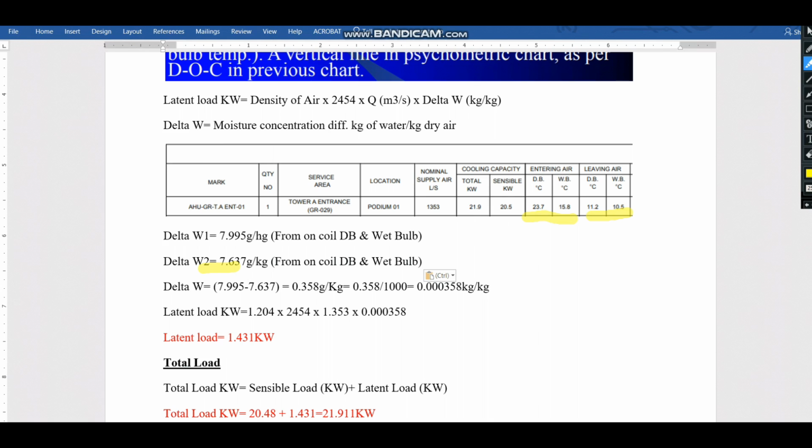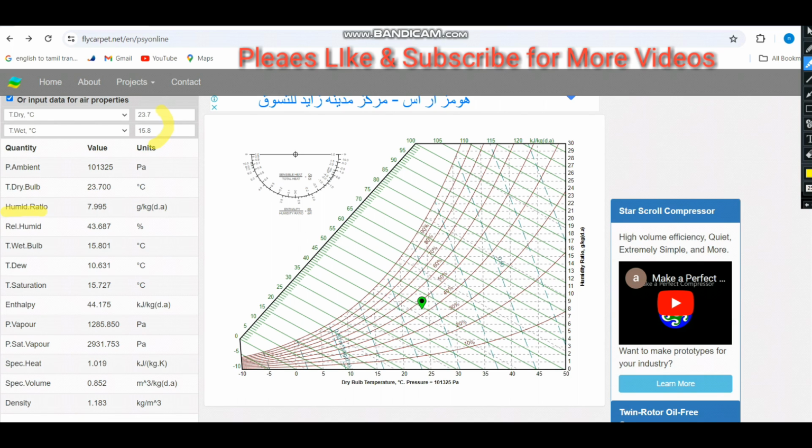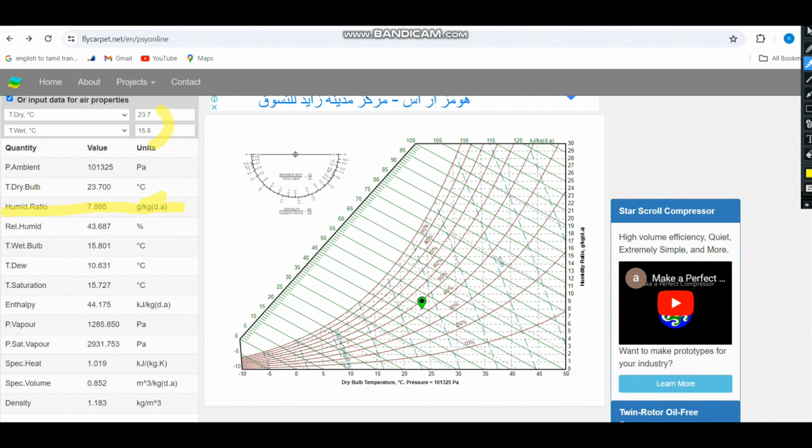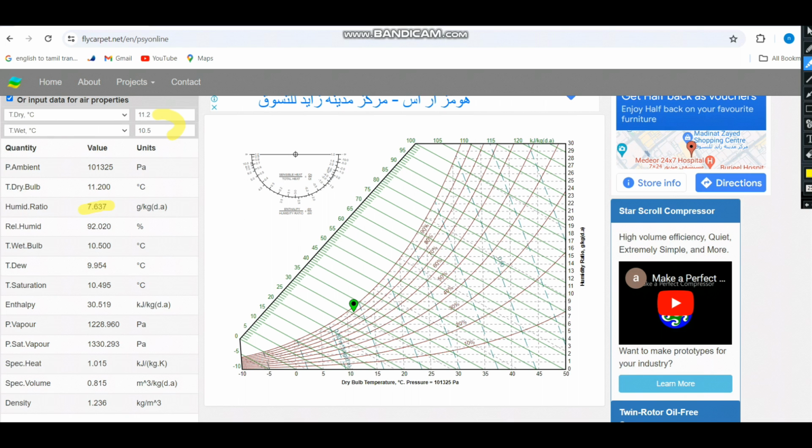The first one we will try with the 23.7 on-coil dry bulb and 15.8 wet bulb. Now I entered the values, and you can see the humidity ratio. We got 7.995 gram per kilogram. I hope you remember we need the answer in kilogram per kilogram, so we will change this unit later. Just note down 7.995 for the on-coil humidity ratio. Similarly, for the off-coil dry bulb and wet bulb, 11.2 and 10.5, I will enter in the chart. Now this is the second case. I entered the off-coil dry bulb and wet bulb 11.2 and 10.5, and the humidity ratio is 7.637.